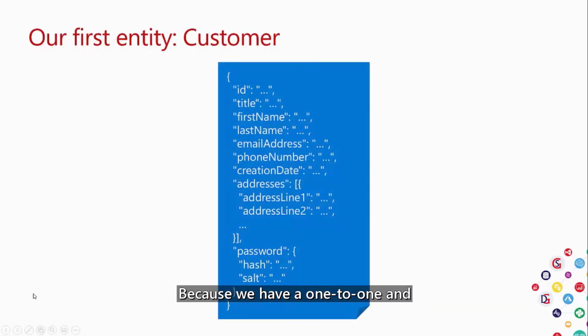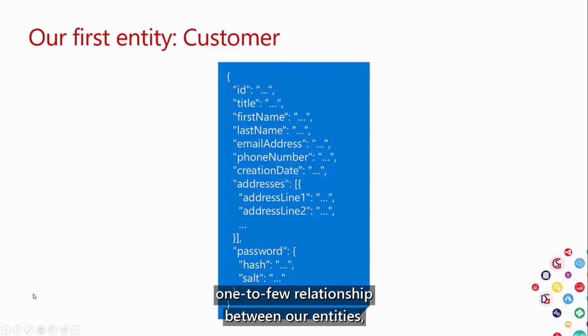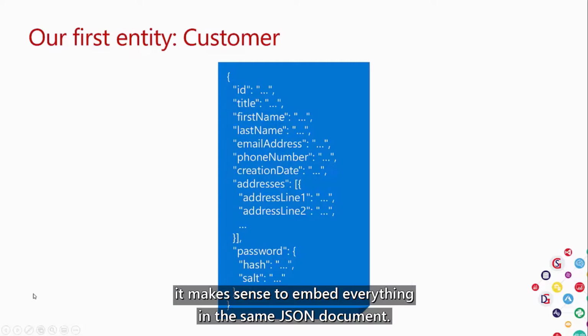Because we have a one-to-one and one-to-few relationship between our entities, and because we usually retrieve all the data corresponding to a customer at once, it makes sense to embed everything in the same JSON document.